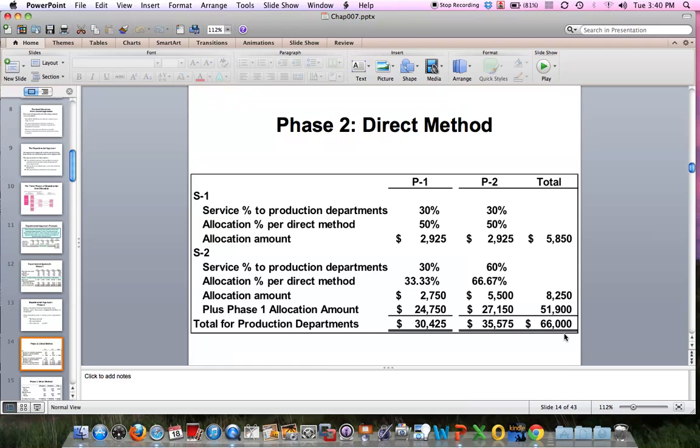Total cost I needed to account for was 66,000, and that same 66,000 comes from the grand total on the bottom of 227 in Exhibit 7.3, and you also see the same 66,000 in Exhibit 7.4 on the top of page 228.